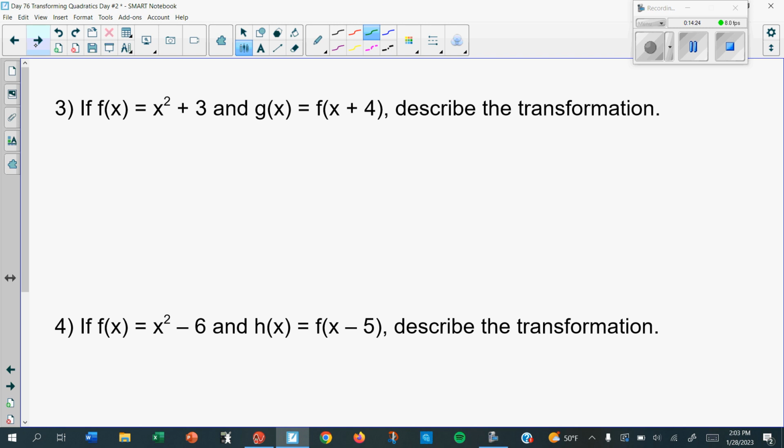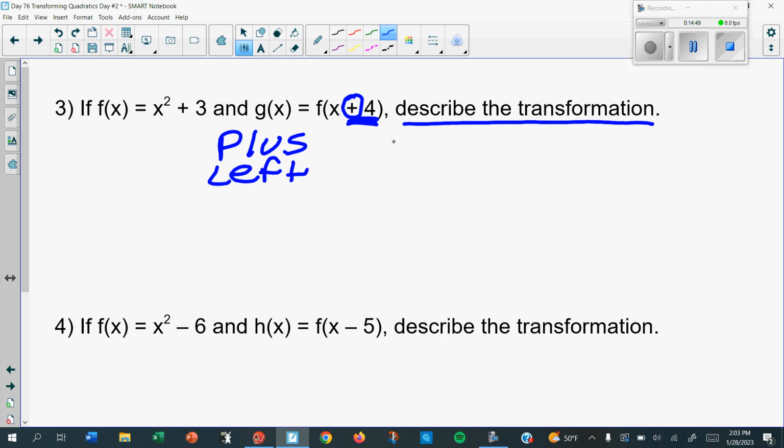Okay, so this part, we're now going to go back to remembering the other ways you can move, which are left and right. So you don't even need to come up with the new equation yet. It just says describe the transformation. So where do you see the 4? Is it inside the parentheses or outside? And all of you hopefully just said inside. And remember, plus has 4 letters. So does the word left. So this is going to move left 4. Wow, that was kind of messy.